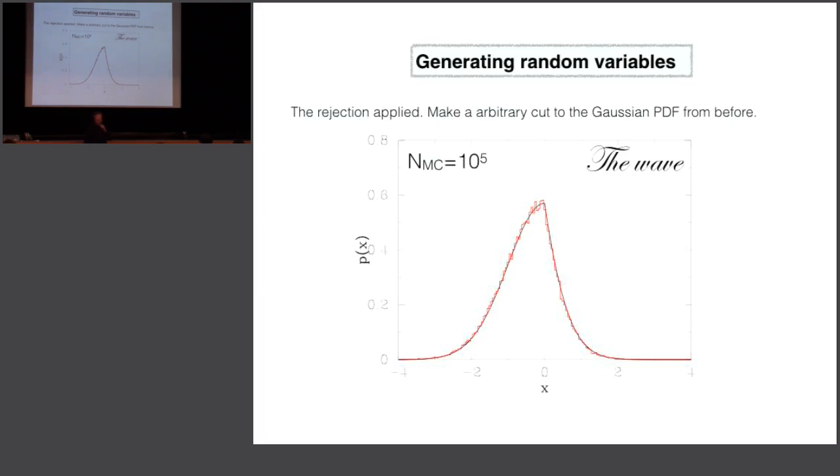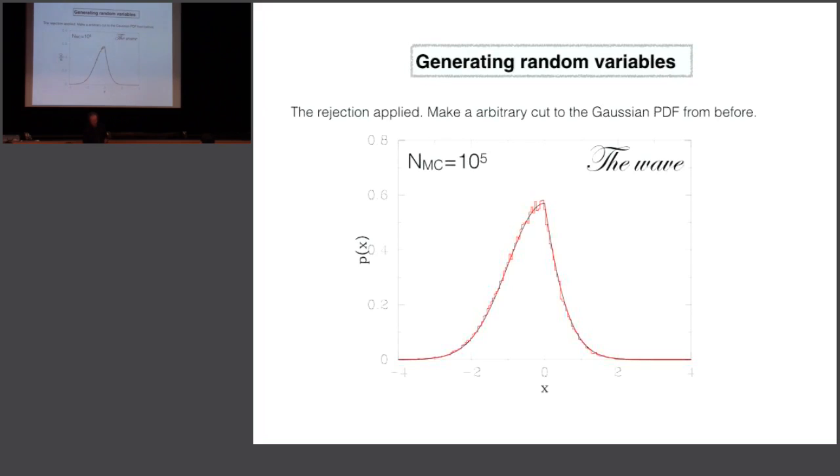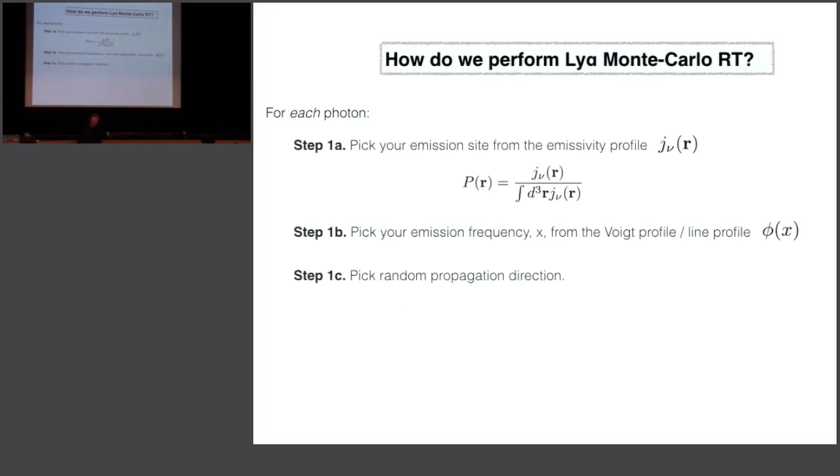In any case, the point is that there is a very, very simple three-step approach to generating random variables from an arbitrary probability distribution, and that's very useful for Lyman-alpha because most of these probability distribution functions we cannot invert at all. The first one is, for example, the emissivity profile, which can take on any value.